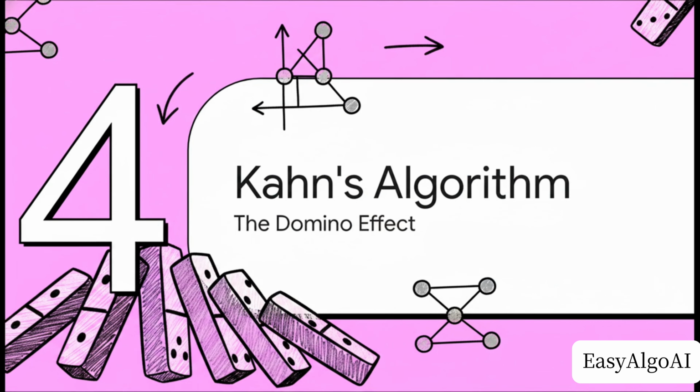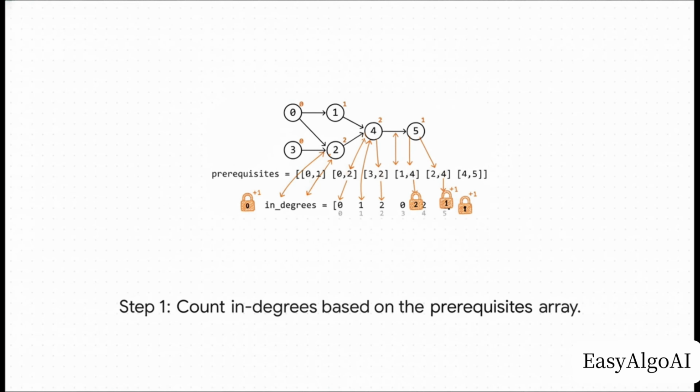All right, now for the really fun part. Section 4, Kahn's algorithm in action, the domino effect. Step 1. We kick things off by tracking the in-degree of each and every course. We literally just increment a counter by 1 every single time a course shows up as a dependent in our prerequisite array. You can see how those orange arrows map directly from the array straight down to our list of locks.